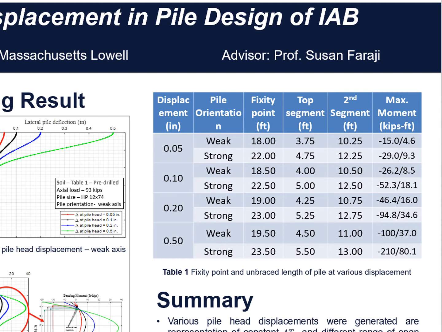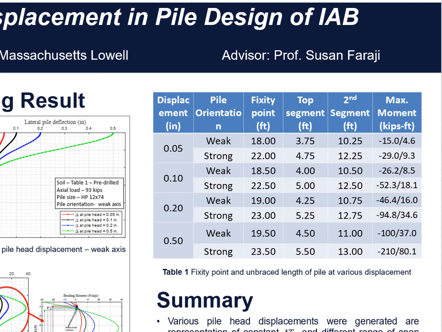For unbraced length of top and second segment, the length in both segments is increasing by almost 0.25 feet with the doubling of pile head displacement in both weak and strong axis. And similar behavior is happening in maximum moments of HP 12 by 74 pile in both segments. Moment is increasing by almost 75% in top segment and by 87% in second segment with the increment of pile head displacement. However, we can see that moments for pile oriented in strong axis are higher than the weak axis.